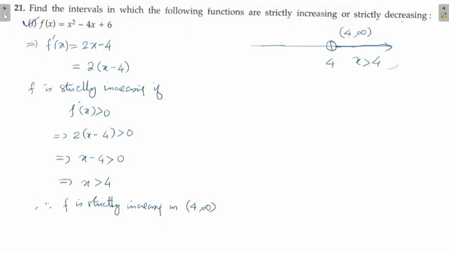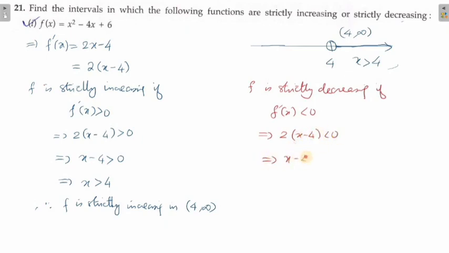In the same way, we know that f is strictly decreasing if f dash of x is less than 0. So this time f dash of x means we have 2 into x minus 4 is less than 0. So it means that x minus 4 is less than 0, and that means x is less than 4. So x is less than 4 means it starts here and goes this way till minus infinity.